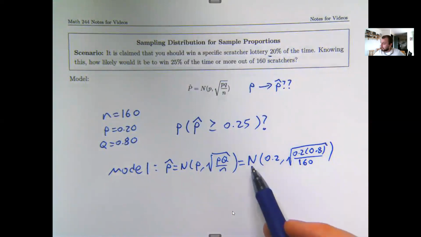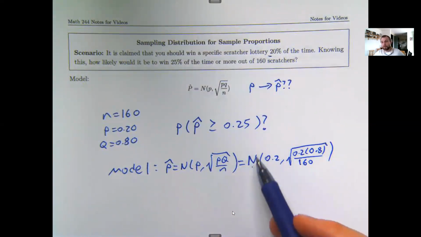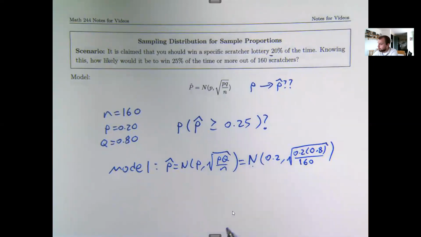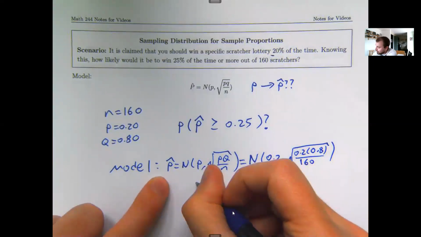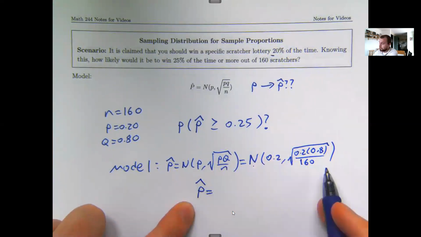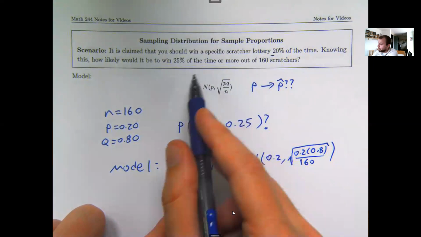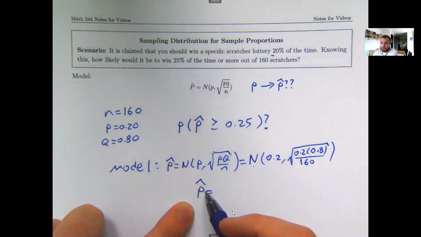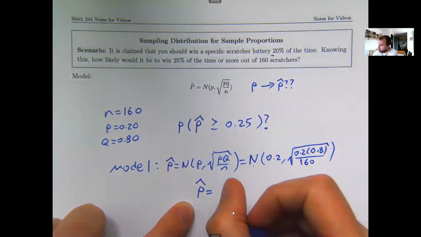You'll notice I didn't plug anything in for capital N. That's because this stands for the normal distribution. It tells me what the curve's going to look like. I also don't plug in anything for this p-hat. It tells me which types of problems this thing can deal with. So I'm going to use this model whenever I'm dealing with something involving sample percentages.